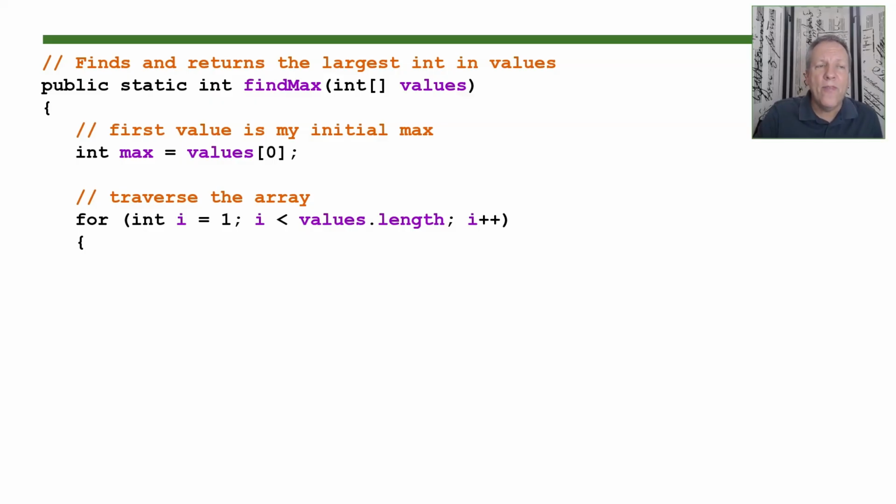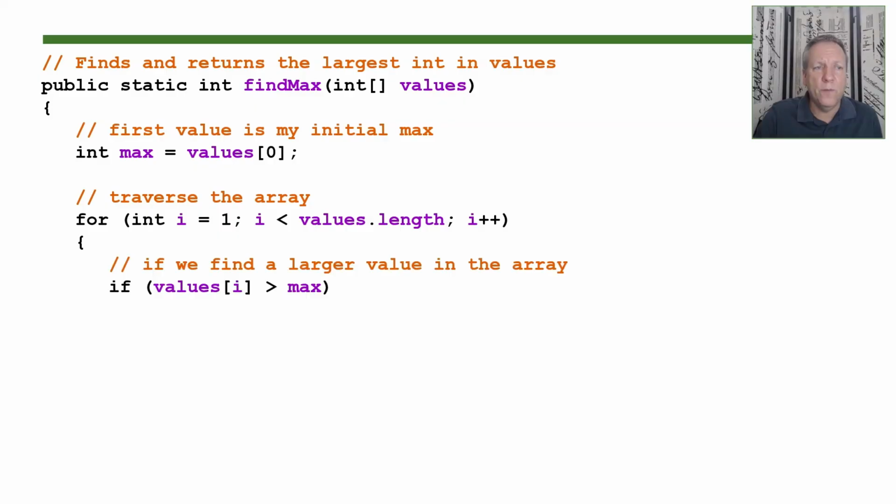But notice that I'm starting the array at 1. Well, that's because I've already saved the value in position 0 as my max. I could start at 0 here, and it really wouldn't affect it. I would just be comparing it against itself in that first comparison. But what is our comparison now that we're going to do?